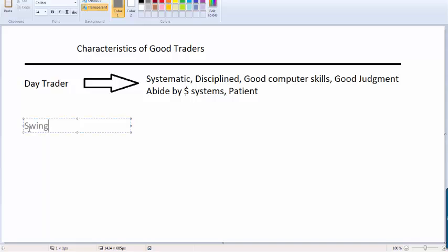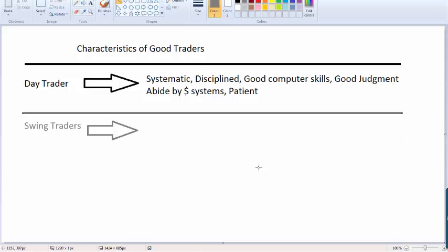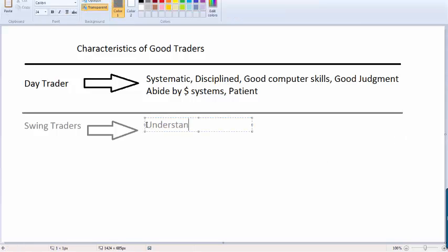Now, swing traders. Okay, to be a good swing trader, I really think if you're going to be a great swing trader, you have to have an understanding of inter-market analysis, in addition to the things above, by the way. I believe that you also need to have a good watch list.